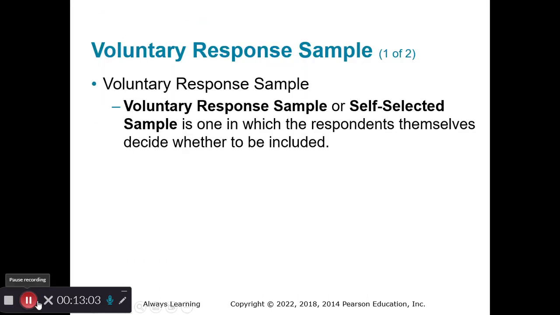So a very common sampling method is to put out a survey and ask people to respond. Those who choose to respond versus those who choose to ignore the survey or choose to not respond, they could have different qualities. When people respond to a survey, that's called a voluntary response sample. Why? Because they're choosing to participate, and others are choosing not to participate.